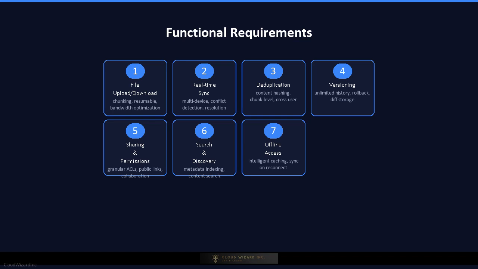Fifth, it requires a comprehensive sharing and permission system with granular access controls, public links, and collaboration features. Sixth, it needs search and metadata indexing for fast file discovery. Seventh, it must provide offline access with intelligent caching and sync when connectivity returns. These 7 capabilities make Google Drive useful, not just storage.